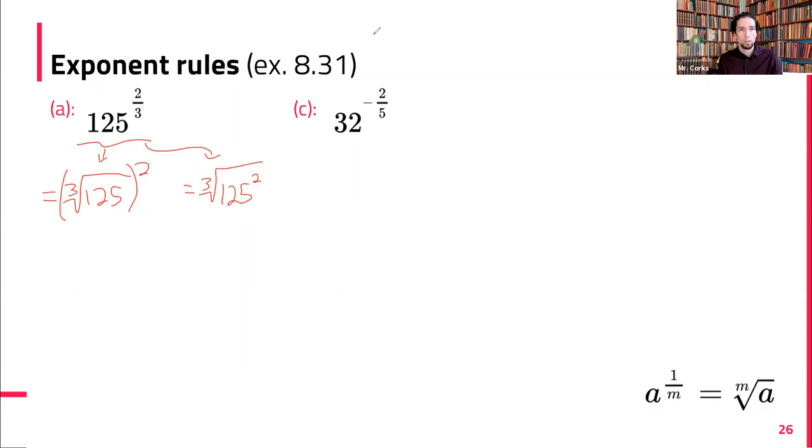So if we think about this one, 125 squared, do we know what that is in our head? That's probably not a super easy number to just jump to right away. But what about the other side? Cube root of 125. Can you tell me what that is? 5. That's 5. So that one might be a little quicker to jump to. So 5 squared, and then that's 25.